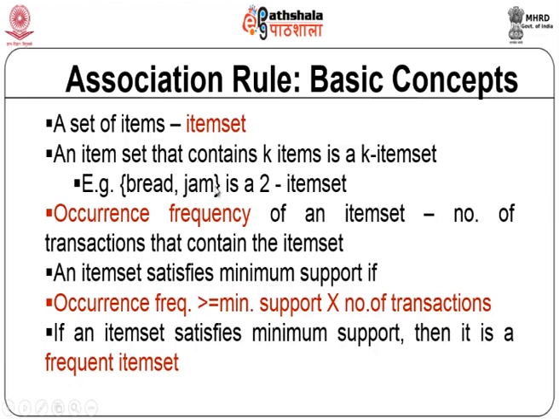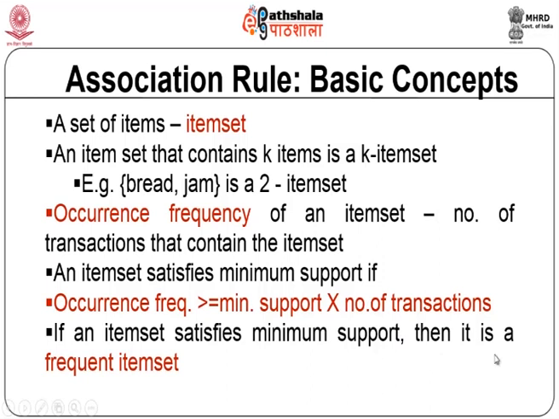Now, every item set can be associated with an occurrence frequency, which is the number of transactions in which the item set has occurred. If you fix a threshold called minimum support, the minimum support indicates a count. The count here indicates the minimum number of times an item pair should have occurred in the transactional database. If an item set satisfies this minimum support count, then you can consider that item set to be a frequent item set. In other words, an item set that satisfies minimum support is called a frequent item set.